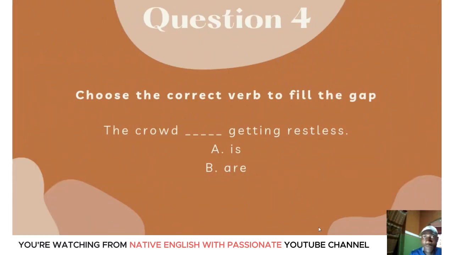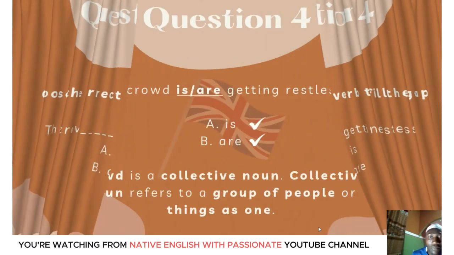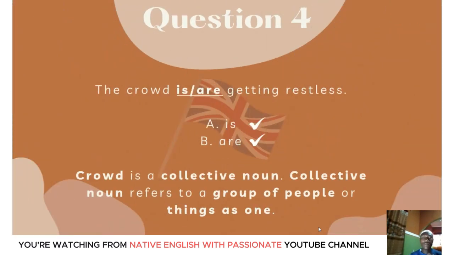So we move to question 4. Choose the correct verb to fill the gap. The crowd dash getting restless. What's the answer? Is it is or are? I'll give you 5 seconds as well. Now, the crowd is or are getting restless. Both answers are correct. What do I mean?